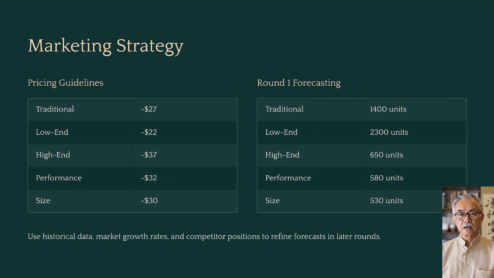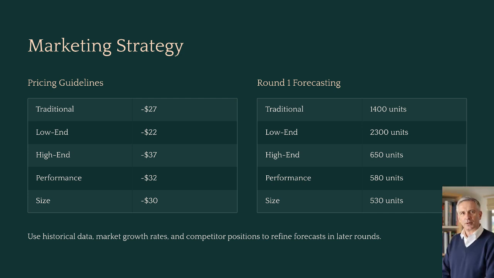Set prices within these bounds: traditional, $27; low-end, $22; high-end, $37; performance, $32; size, $30. Forecasting: use historical data, market growth rates, and competitor positions. In round 1, we recommend traditional, 1,400 units; low-end, 2,300 units; high-end, 650 units; performance, 580 units; size, 530 units. Promotional budget: invest maximum in all segments initially, even if media effectiveness varies.